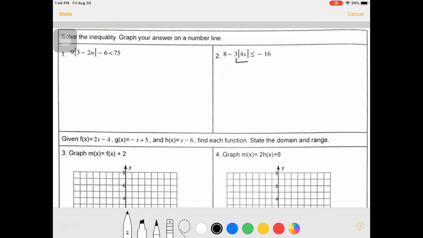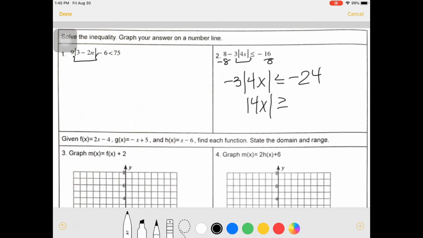The first thing you want to do is isolate your absolute value, whatever that may be. So here we're going to subtract 8. And then divide by -3. When you divide by that -3, your inequality flips, and you get an 8.